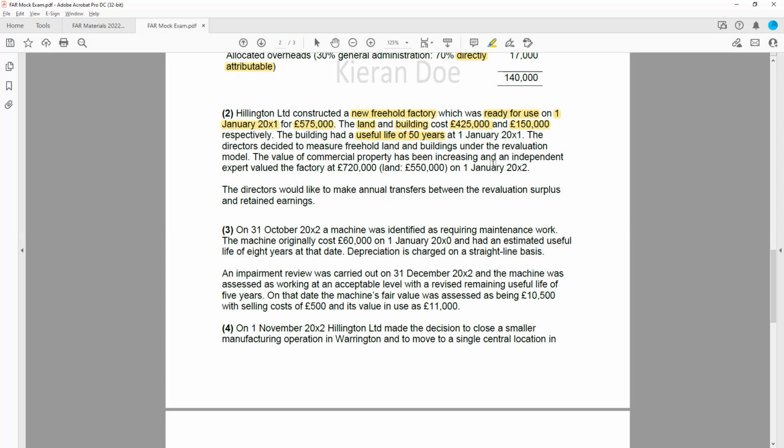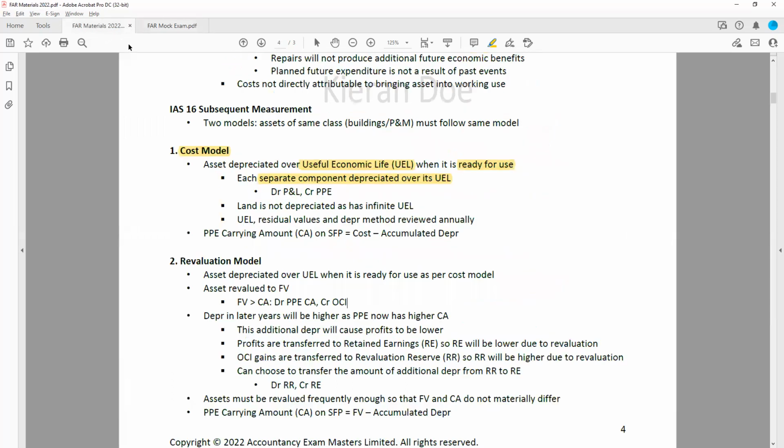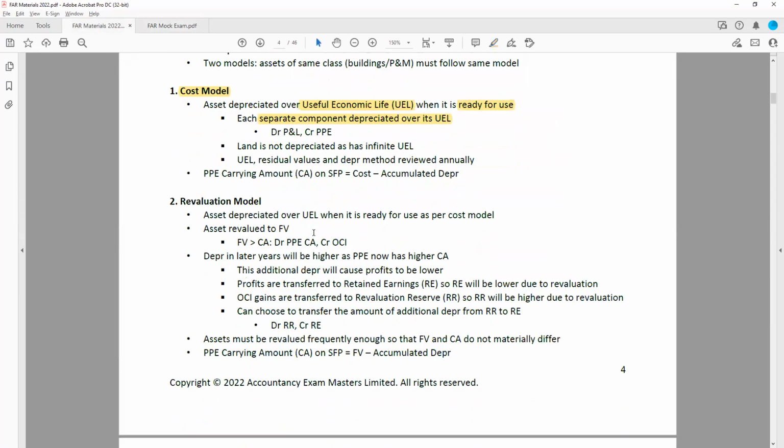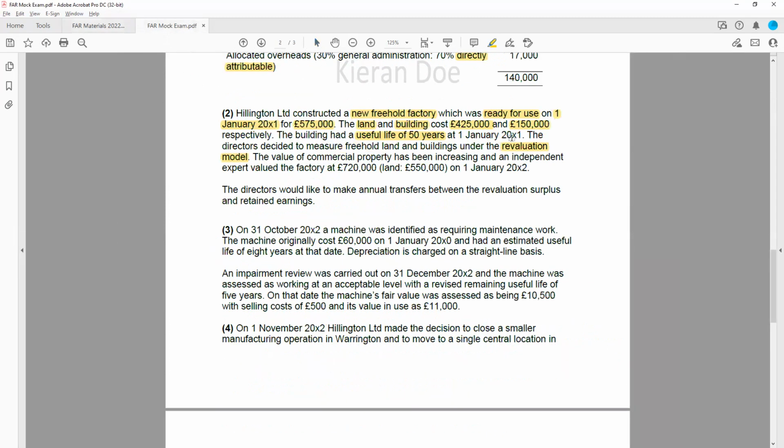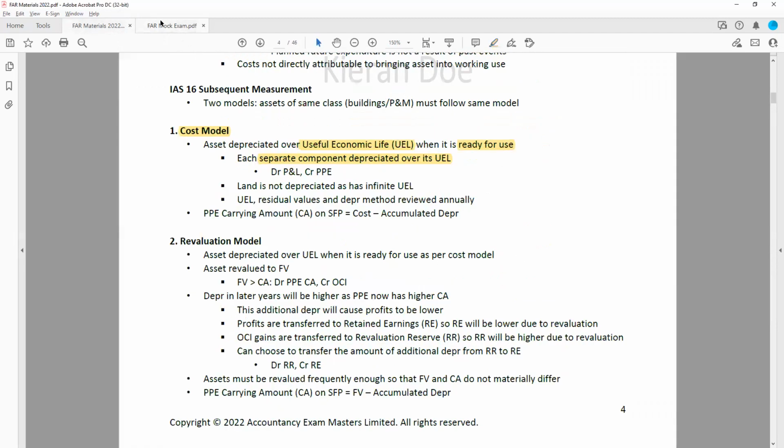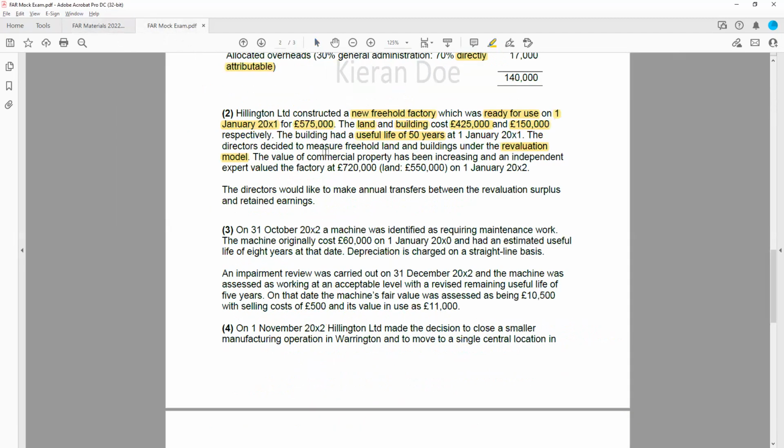The directors decided to measure freehold land and buildings under the revaluation model. So we said there's 2 models that you could follow for each class of asset. So not for PPE altogether, you can break it down by class. So therefore, freehold land and buildings could follow the revaluation model, and plant and machinery could follow the cost model. And that's an accounting policy choice. So we're told here that they've decided to use the revaluation model for freehold land and buildings.